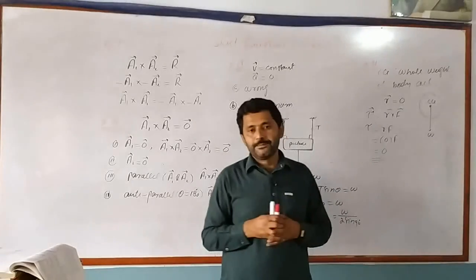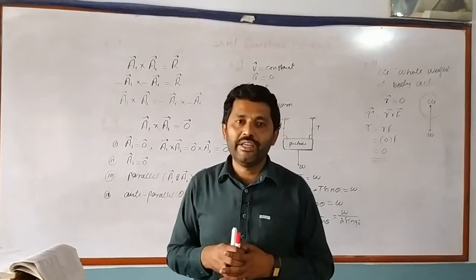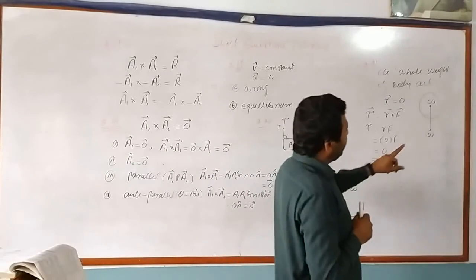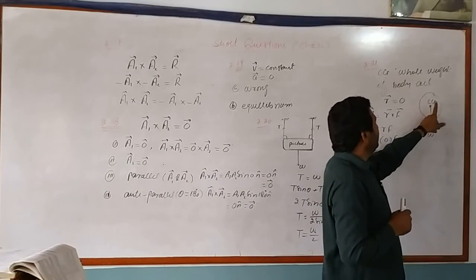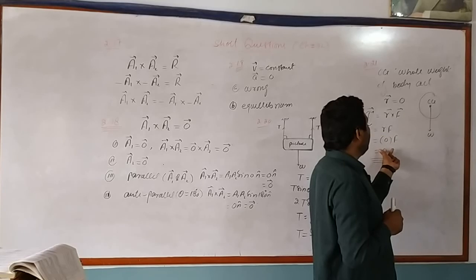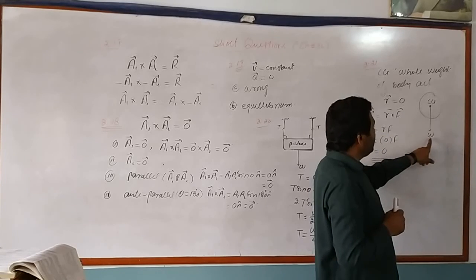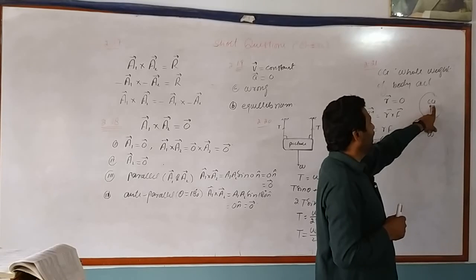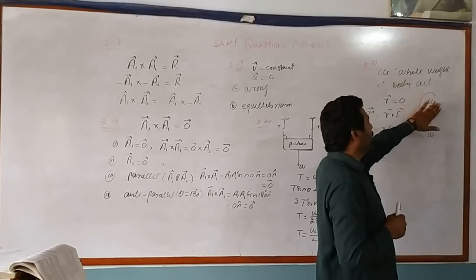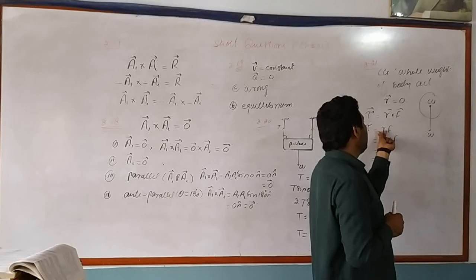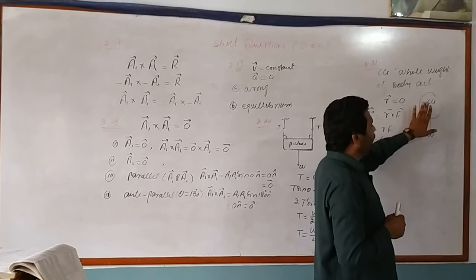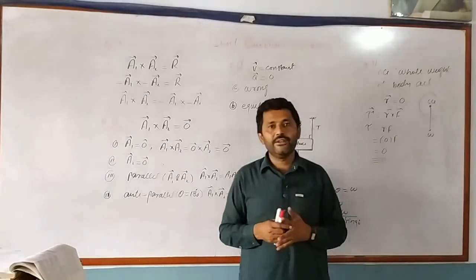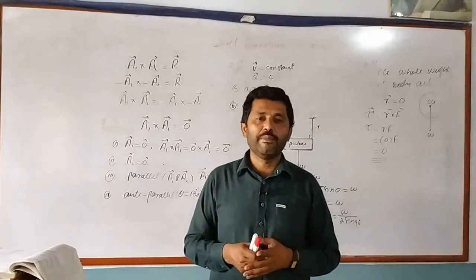Dear students, a body will rotate when the force acting on the body does not act through the CG, meaning when r, the moment arm, is not equal to 0. As in this case, the force of attraction of the earth, meaning the weight of the body, is acting on the CG point of the body, meaning center of gravity. Hence, r is equal to 0, torque is equal to 0. Hence, we can say that due to gravitational pull, due to weight, this body will not rotate about its center of gravity.